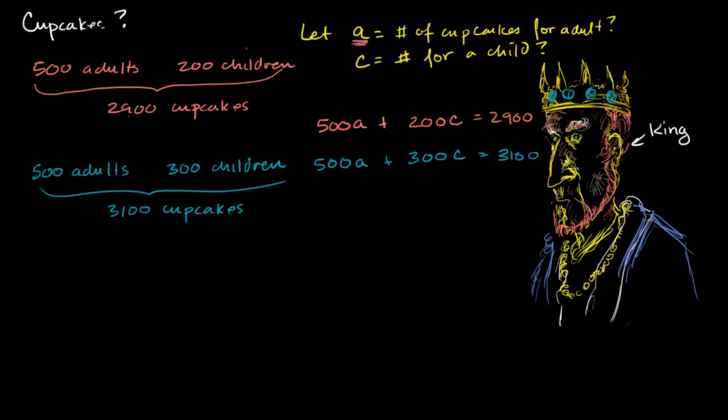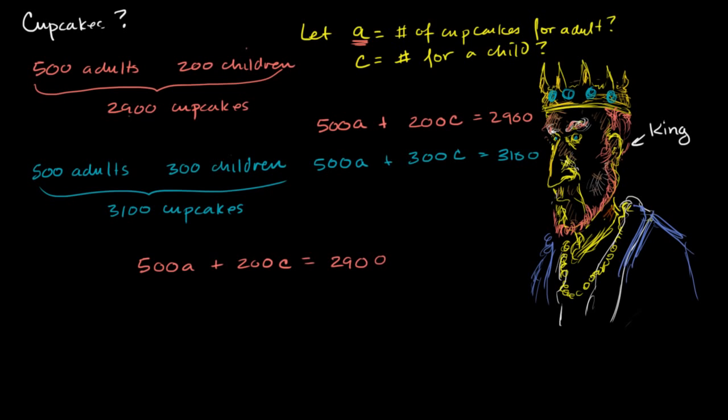So think a little bit about how you might do this. Let's rewrite this first equation right over here. So we have 500A plus 200C is equal to 2,900 cupcakes. Now, it would be good if we could get rid of this 500A somehow.